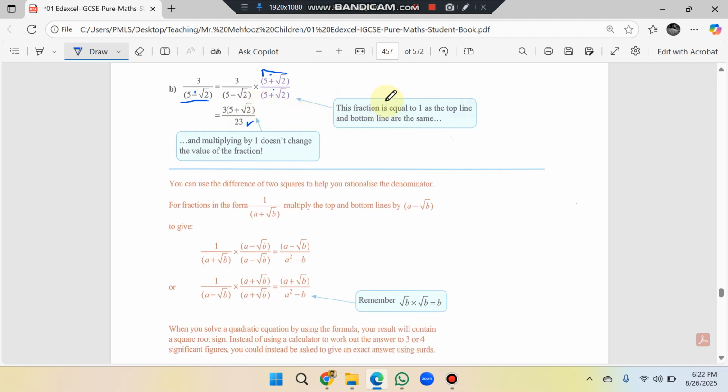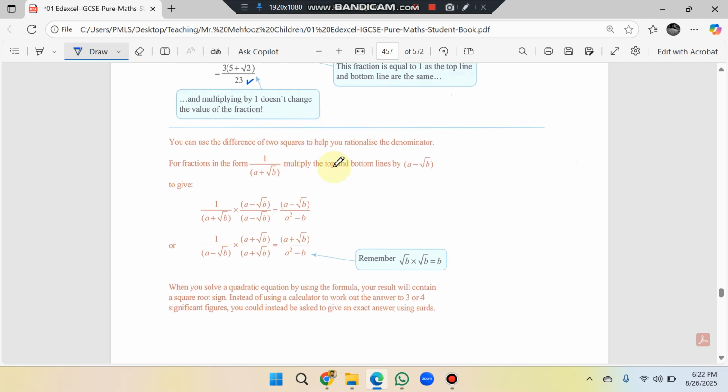Yes. This fraction is equal to 1 as the top line and bottom line are the same. So that's why we multiply, basically we multiply it by 1, right? Because these are the same terms, we can cancel out these same terms, and multiplying by 1 does not change the value of the fraction. So that's why we can write this.